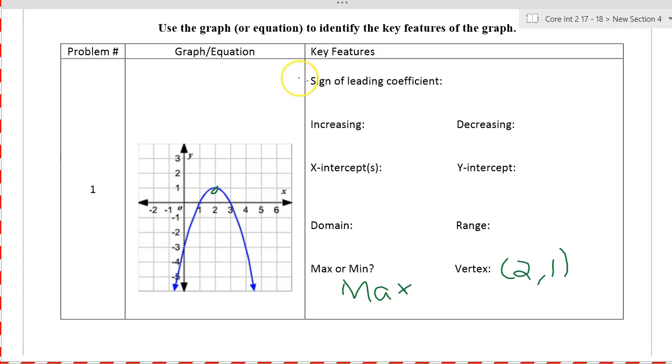And then I'm going to skip up to this question. What's the sign of the leading coefficient? Again, it looks like a frowny face, so it's negative.